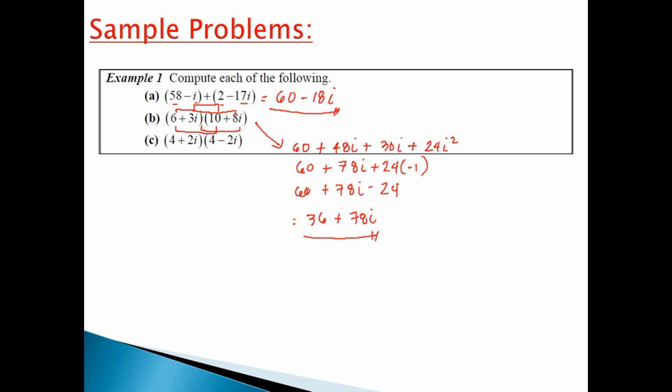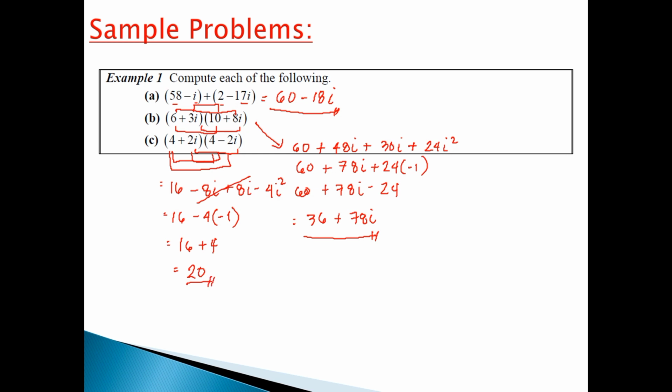Now for letter C, again, let's use the FOIL method first. So first will be 16. Outer, 4 times negative 2i, that is negative 8i. Inner, 2i times 4, that is 8i. And last, we have 2i times negative 2i is negative 4i squared. So we'll have 16, then negative 8i plus 8i, that is 0. Then we'll have negative 4 times negative 1. We have 16 plus 4, that's equal to 20.